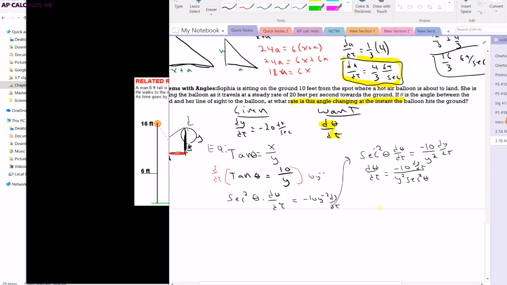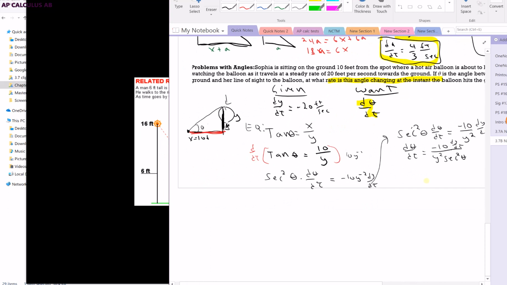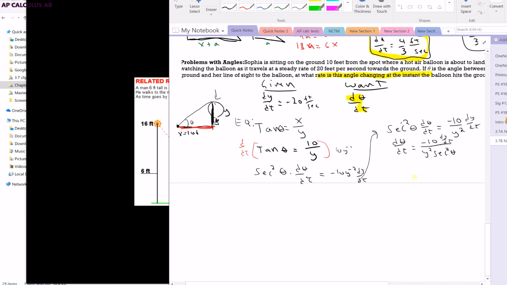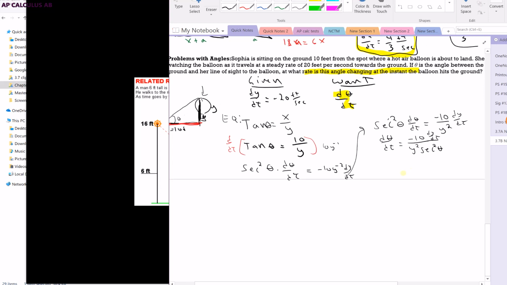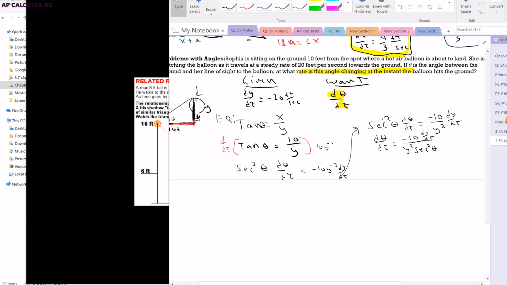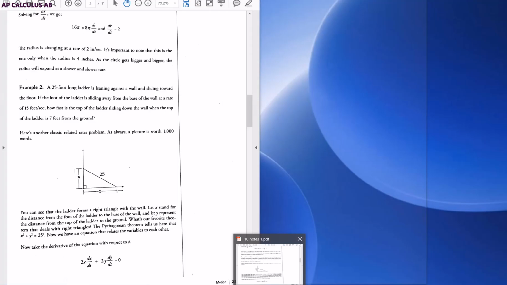Do I know y? I can figure out y, because it says what is the rate of change as the balloon hits the ground. So as soon as it's hitting the ground, y is going to be 0. Yes, so y is going to be 0 at that point.